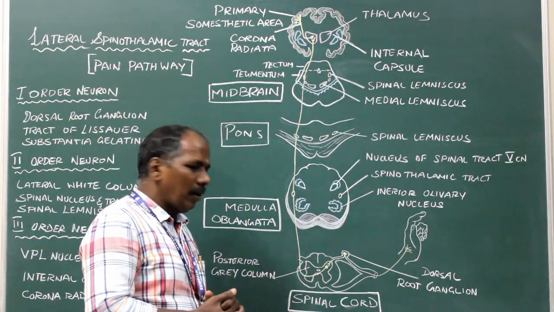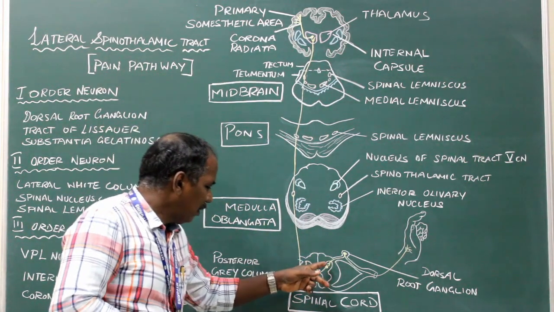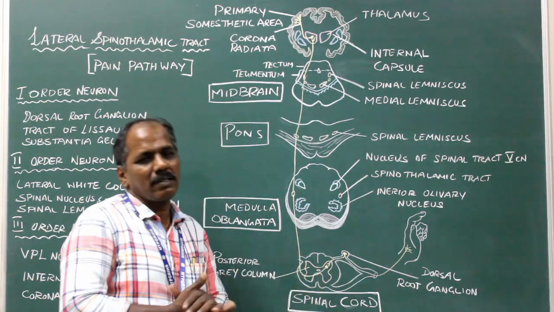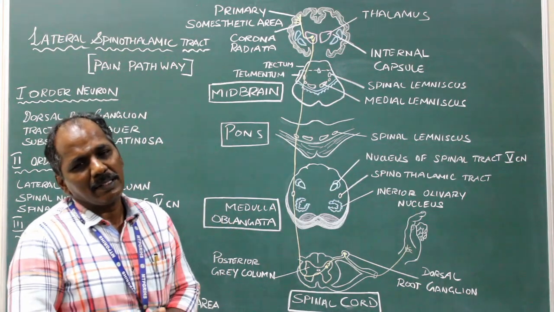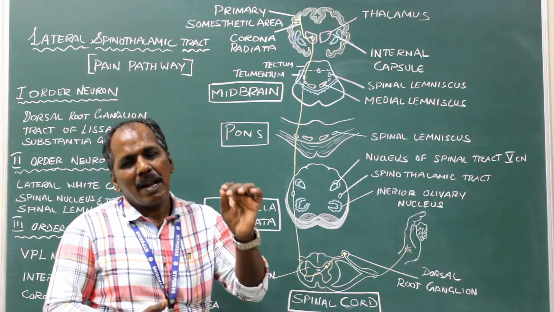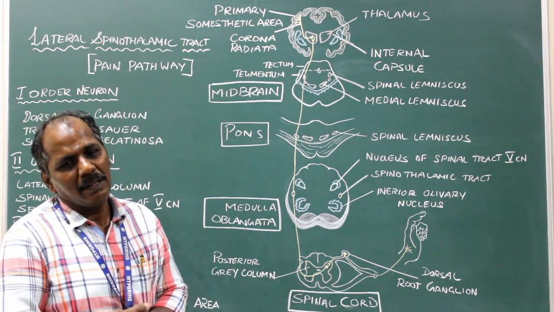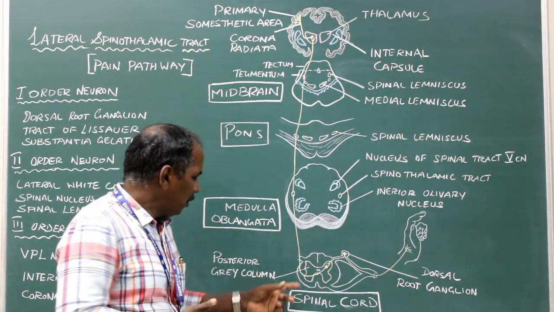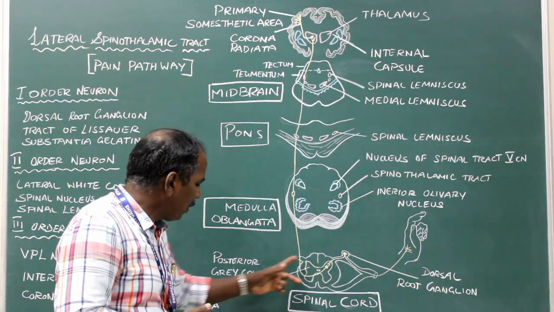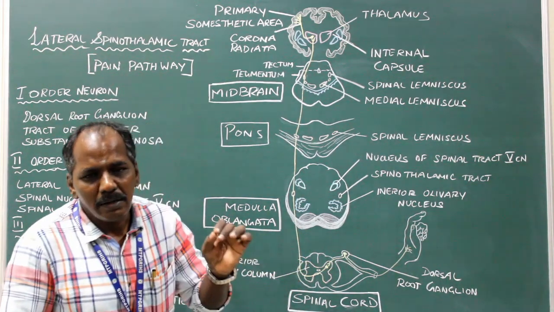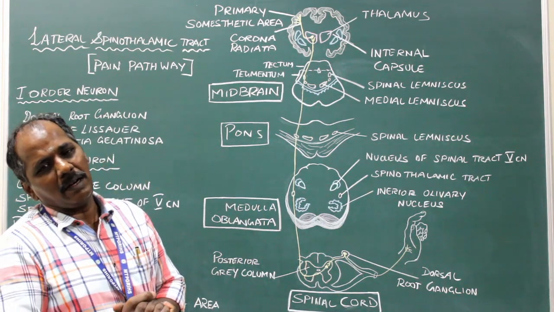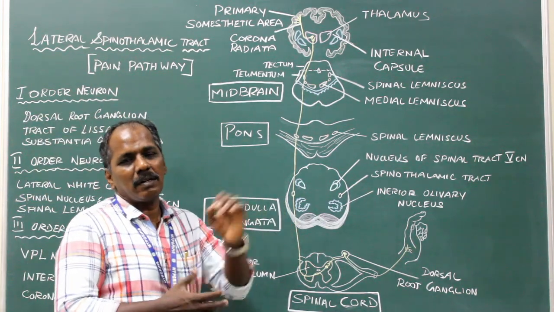In the spinal cord, it ascends or descends one or two segments as the dorsolateral tract of Lissauer and relays in the posterior horn cells present in the posterior gray column, including substantia gelatinosa. So this is the first order neuron.